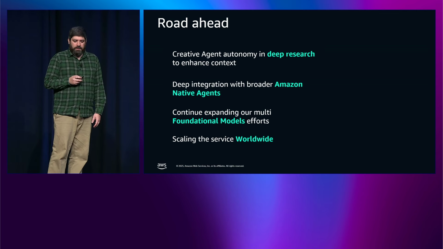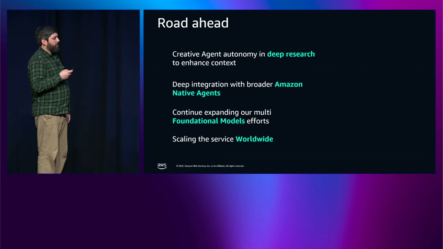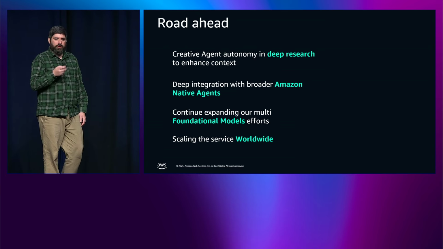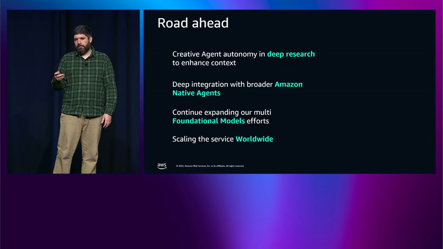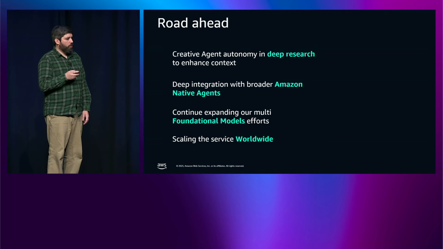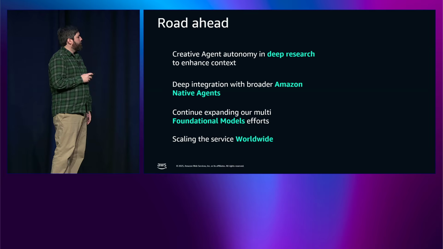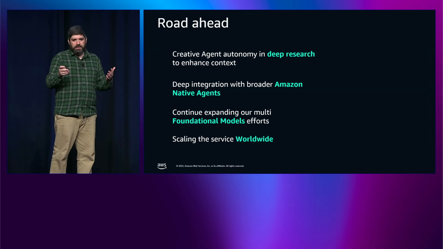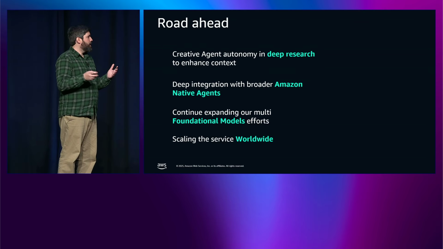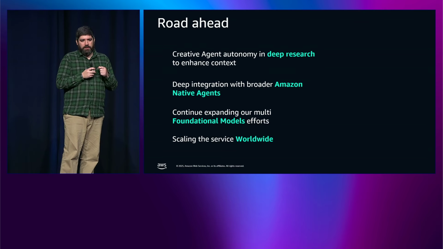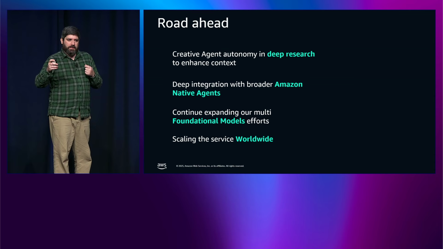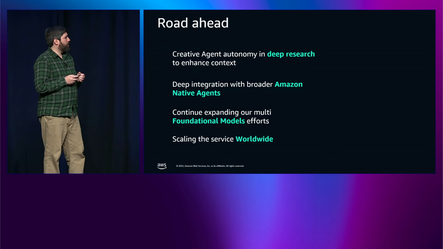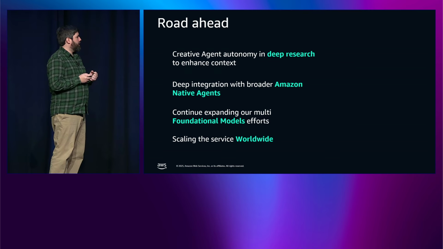Moving forward, these are some of the things that we want to improve in our creative agent. First, creative agent autonomy in deep research to enhance context. We want our agent to have way more intelligence, know everything about a brand, and try to predict what could work for any advertising campaign. Second, deep integration with broader Amazon native agents. Every team in Amazon is building agents. Every team in Amazon Ads is also building agents. We want those agents to collaborate between each other and leverage each other. One could specialize in data, one other could specialize in supply or a specific customer segment, and we want to use all that intelligence within our creative agent.